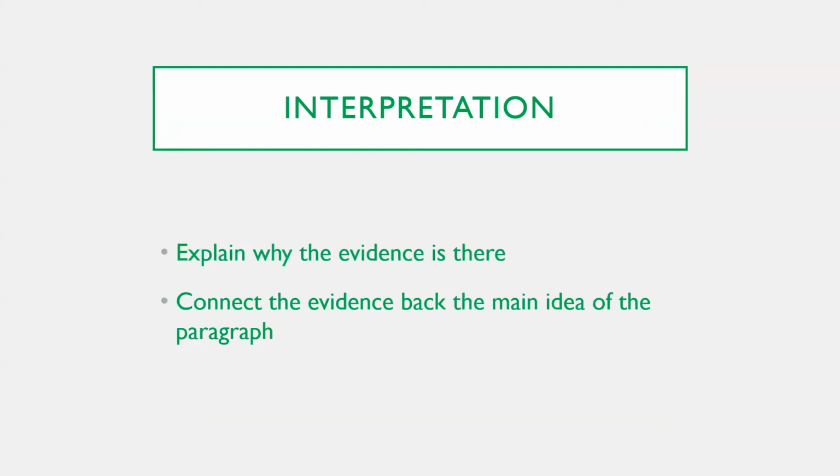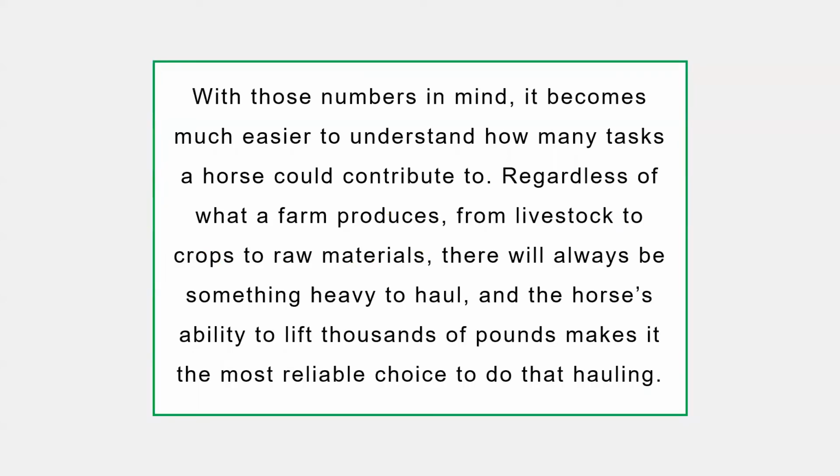After the evidence, my next step is to provide an interpretation. It's not enough to just throw in evidence. I need to explain why it is here and connect it back to the main idea of my paragraph. Here's what I might say about that quote. With those numbers in mind, it becomes much easier to understand how many tasks a horse could contribute to. Regardless of what a farm produces, from livestock to crops to raw materials, there will always be something heavy to haul, and the horse's ability to lift thousands of pounds makes it the most reliable choice to do that hauling.